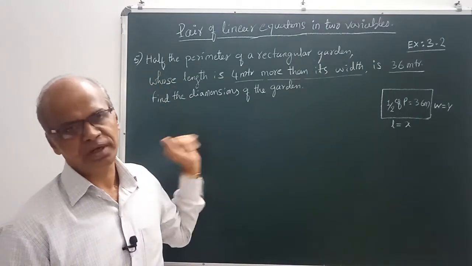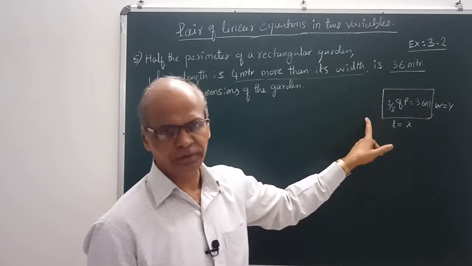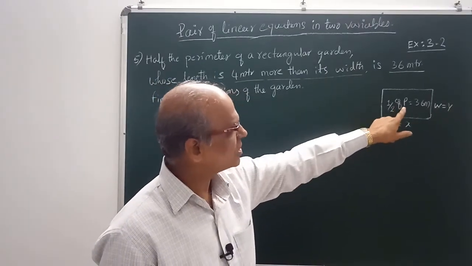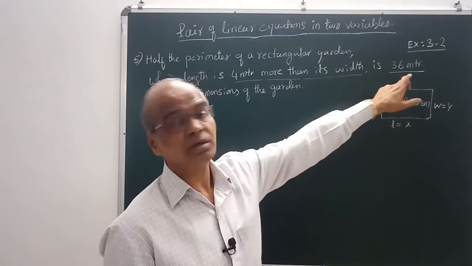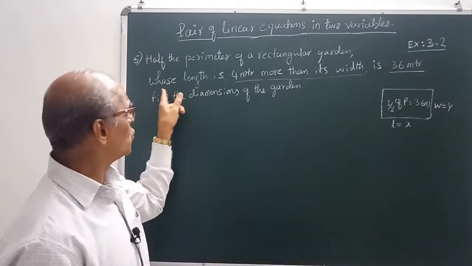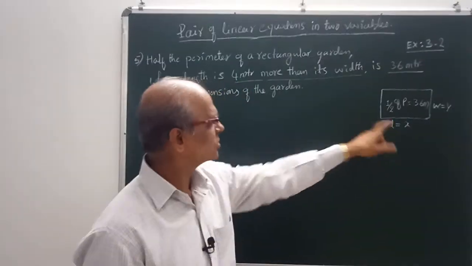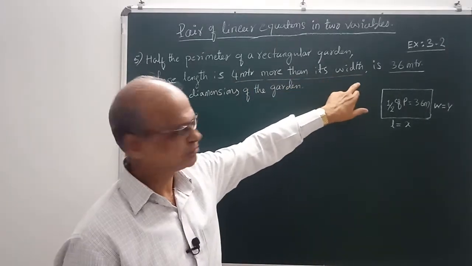Now I will give the understanding of this question. You see, here is the shape, a rectangular shaped garden, and half of the perimeter of the total garden is 36 meter. Second condition, what is given? Whose length is 4 meter more than its width.